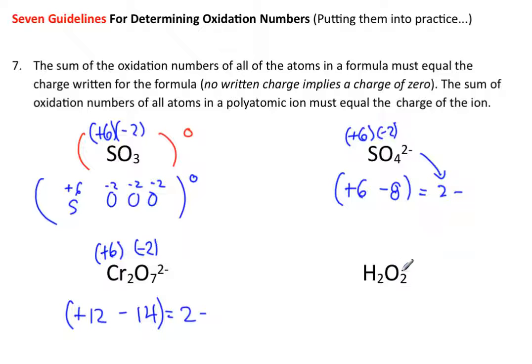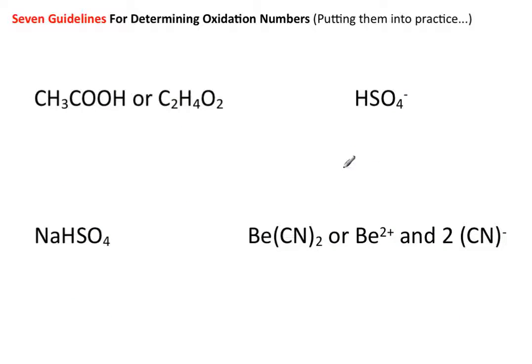Okay, hydrogen peroxide, remember we did this one before. Hydrogen is +1, oxygen is -1, so that's 2+ minus 2, and that equals 0. And the charge in a molecule is 0. Okay, so those are the guidelines. So a little bit more practice.